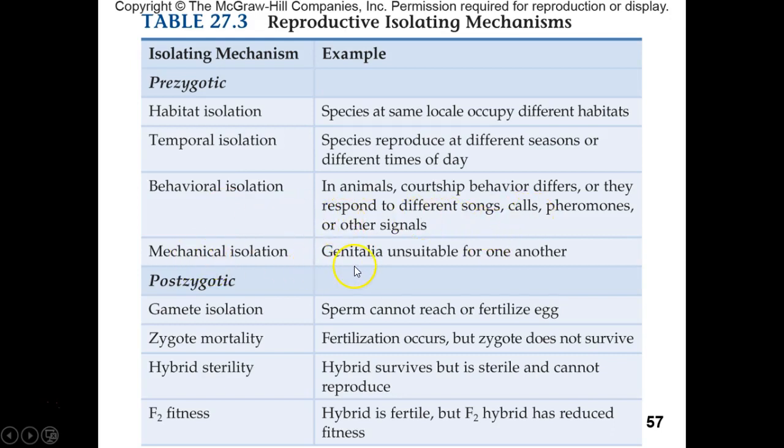And then mechanical isolation, where the genitals won't go together. Genitalia, that's interesting because there are some genitals that are so unique. I believe it's the duck that has a spiral-shaped penis, and the female has a spiral-shaped vagina. So they go together perfectly, but no other organism could reproduce with them.